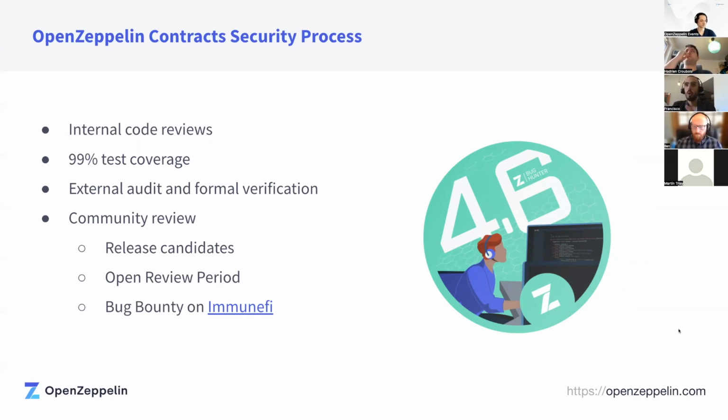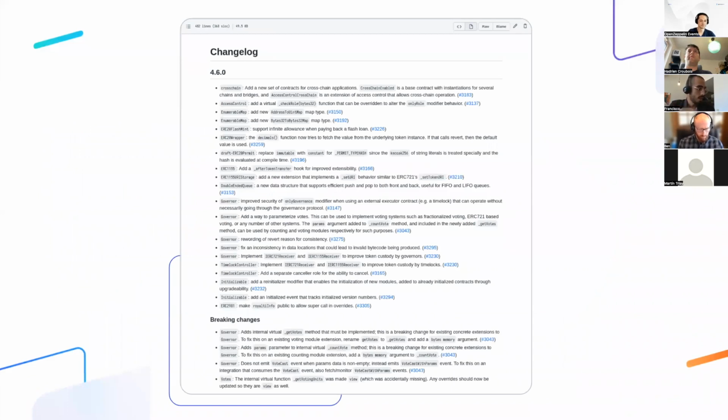This is what we call the open review period. We invite you all to take a look at what's coming and to review the code. And if you find something or you think you found something, we really encourage you to submit it in the bug bounty we have with Immunefi. More details on the bug bounty coming up later. Next slide, a look at the changelog. A bunch of things as in the last few releases, and a few of them are actually quite interesting. So let's go into the details.